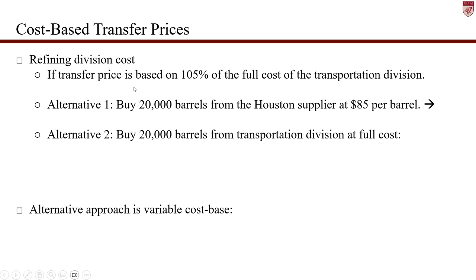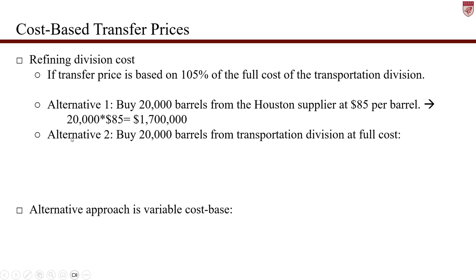However, from the buying unit perspective, they're going to set the transfer price based on the full cost, 105% of the full cost of the transportation division. Then how would the transfer price look? Under alternative one, the purchase price is the same as the company perspective, which is 20,000 barrels times $85, yielding $1.7 million.